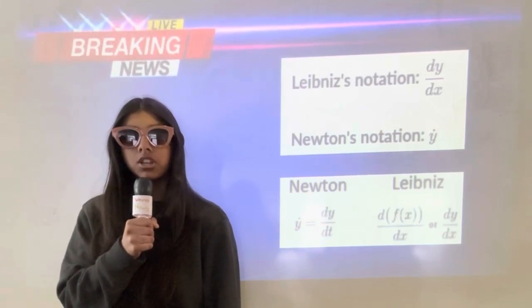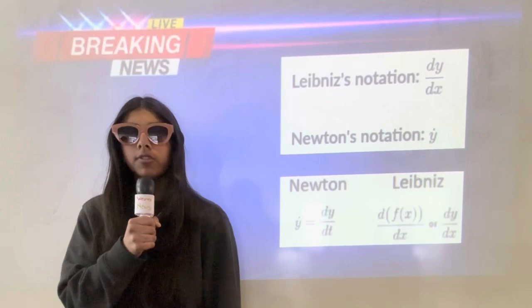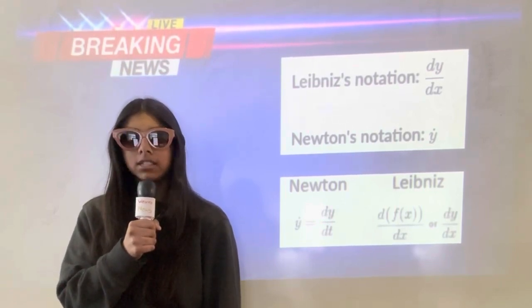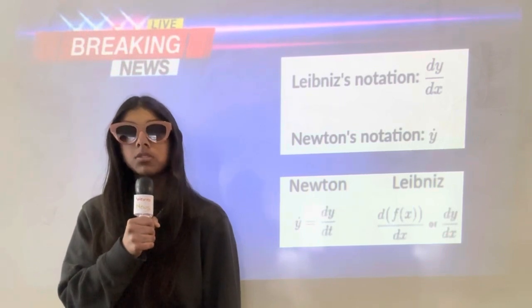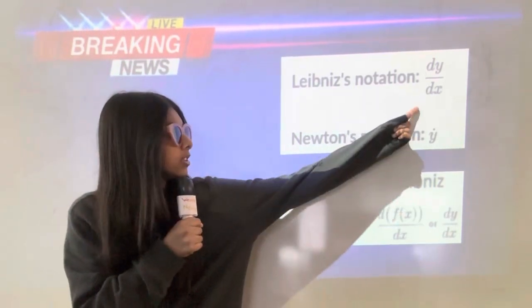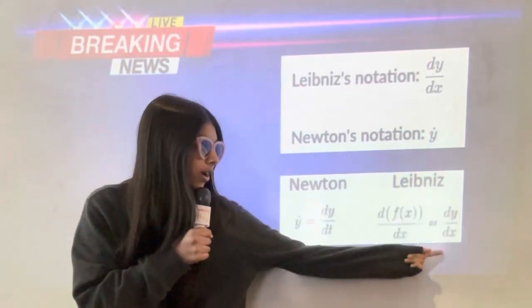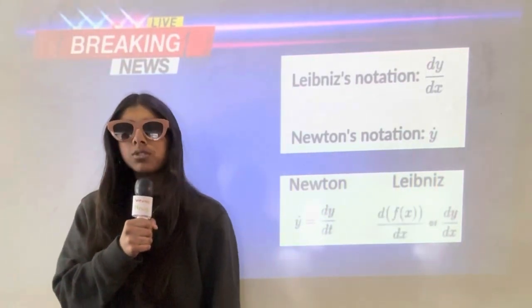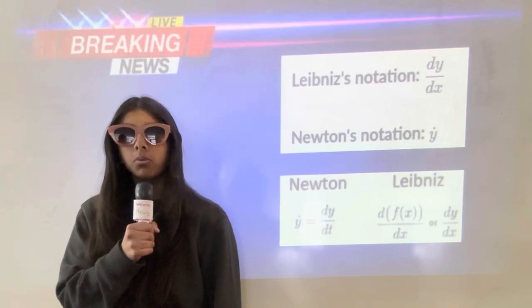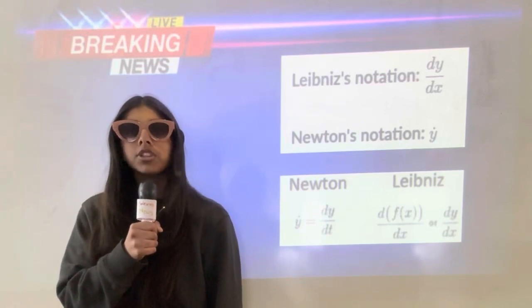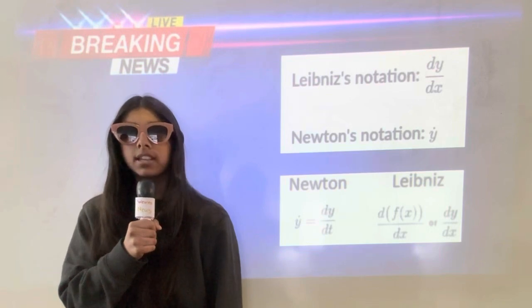The Leibniz notation of the derivative consists of a dy over dx if the function is in terms of y, and a d over dx of f of x if the function is in terms of f. As you can see here, this is dy over dx, and this is d of f of x over dx, or dy over dx. This represents the change in the y variable with respect to the x variable, or the change in the function f with respect to x.